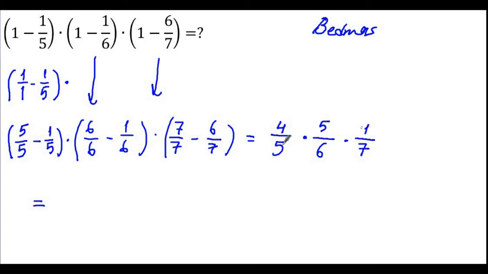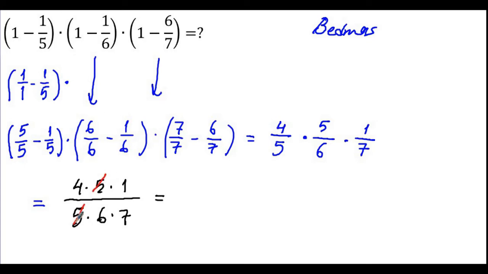We can multiply the numerators first. So 4 times 5 times 1 over, and then 5 times 6 times 7. Multiply the denominators, 5 times 6 times 7. After this, you can do the simplification. This is actually another way of doing that.